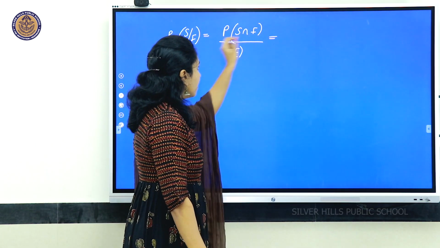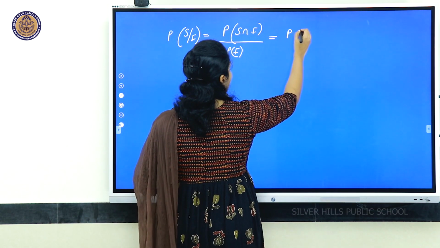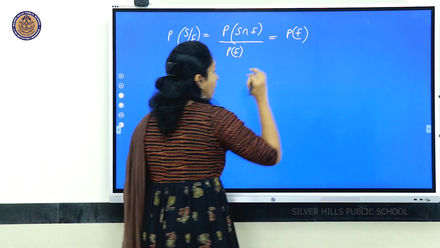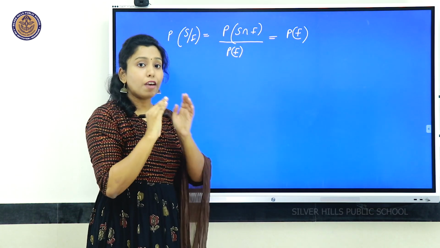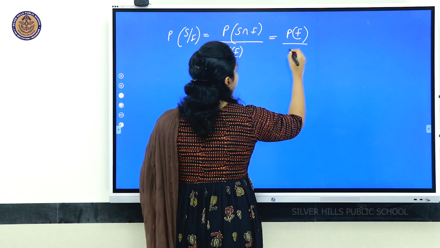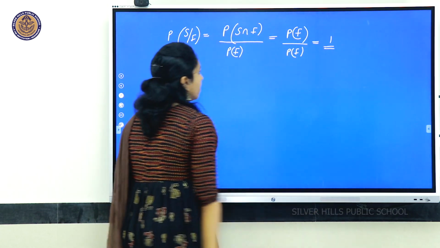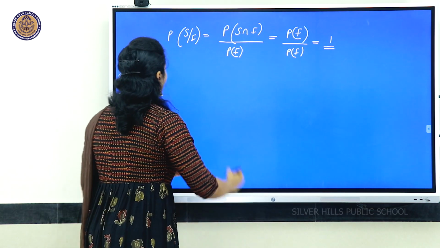So when you find the intersection, naturally the answer will be P of F, because F is a subset of S. F is a smaller set when compared to S, so it is P of F. So your answer is 1. Same way I can prove the next one also.